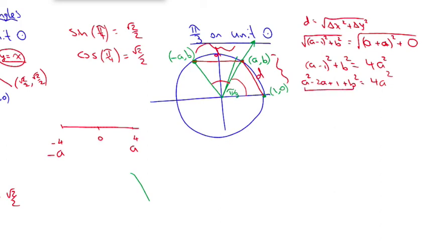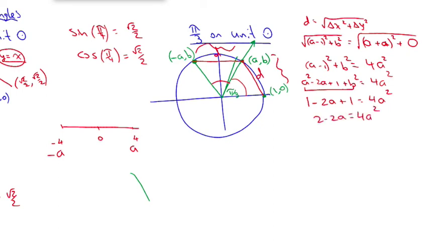Now remember, AB is a coordinate on a unit circle. It's 1, because x squared plus y squared equals 1. So this becomes 1 minus 2A plus 1 equals 4A squared. Then you get 2 minus 2A equals 4A squared.